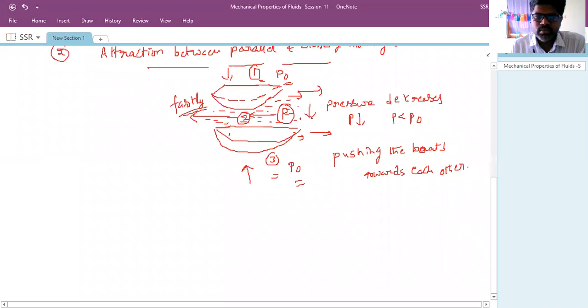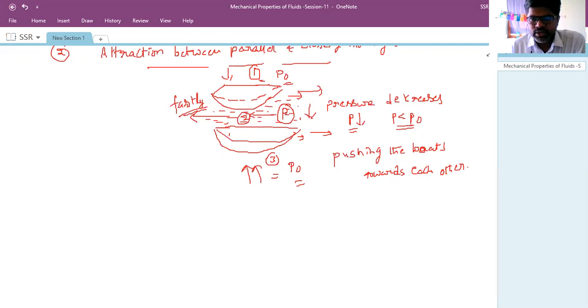Then outside of these boats, on sides 1 and 3, with 2 being in between, the pressure will be normal, P naught. In between the two boats, the pressure decreases, P less than P naught. So the outside water pushes the boats from high pressure P naught to low pressure P. This pushing of the boats towards each other creates accidents between the boats. Are you clear, Manishwar, now?